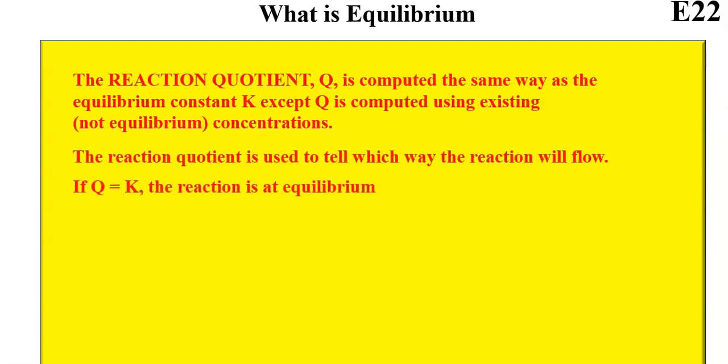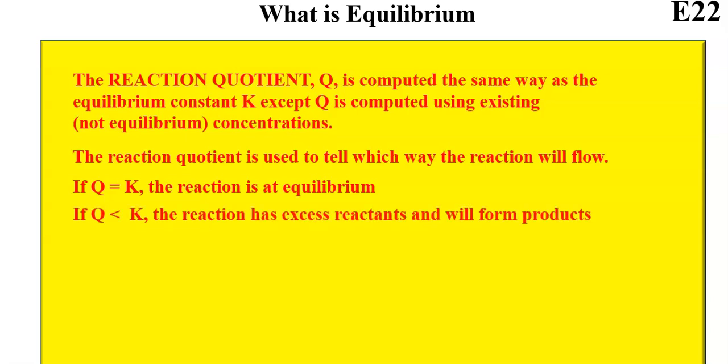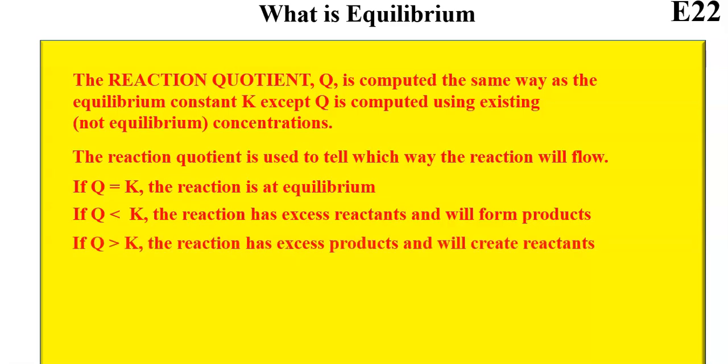If Q is equal to K, then the reaction's at equilibrium. Everything has got to be exactly the same. If Q is less than K, the reaction has excess reactants. It means the denominator of that law of mass action is bigger than the numerator, and that means you're going to flow from reactants to products. So you're going to start forming products if Q is less than K. And finally, if Q is greater than K, that means the numerator is bigger than it should be for equilibrium. So that reaction is going to flow in the reverse direction. It's going to go from excess products back to creating more reactants.